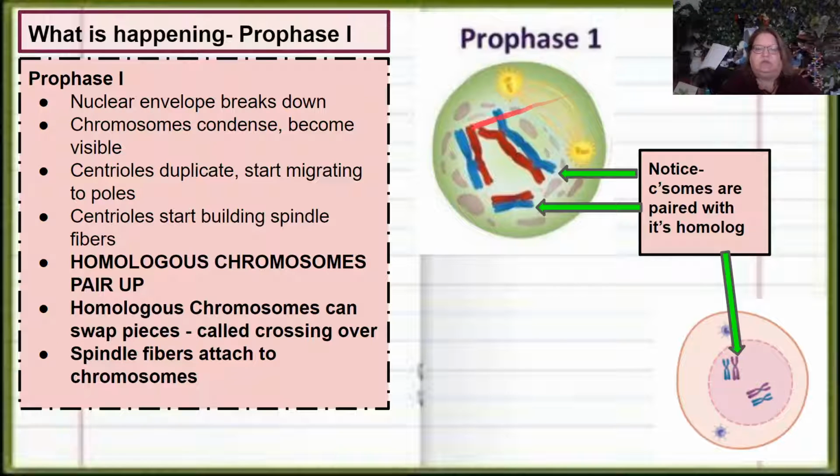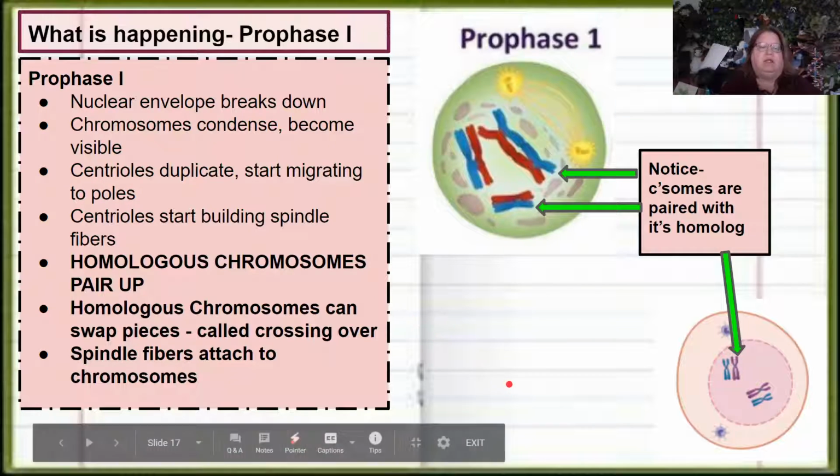The key differences, and I bolded it and capitalized it here, homologous chromosomes pair up. So here they are kind of clinging to each other. And in fact, so much so that they can actually swap pieces of chromosomes, and that could really change how things are inherited. But notice the chromosomes are paired with its homologue. And that's going to be very different from mitosis.